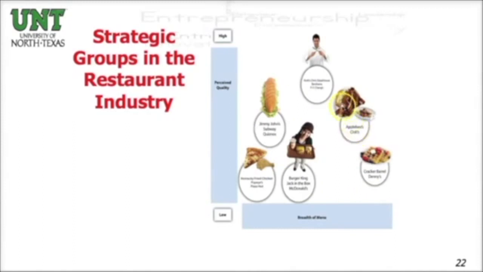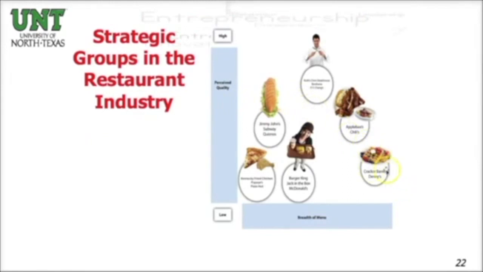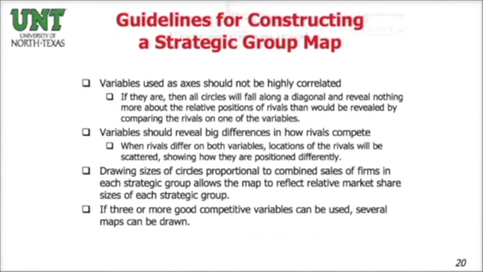The different companies that are listed in there are pretty similar, right? And that's one of the things you would look for when you're trying to do a strategic group map. Drawing sizes of circles proportional to the combined sales of firms in each group allows the map to reflect relative market share sizes of each group. So if this group had quite a lot of sales, maybe this is like 50% of the sales, you would want to make that circle for this strategic group, Cracker Barrel and Denny's, much, much larger. You should make it proportional. In here, we don't really do that. We don't really make the circles equal how much share they have of the market.